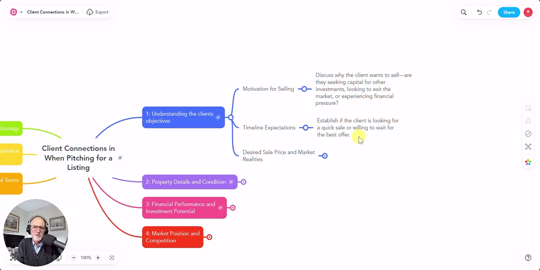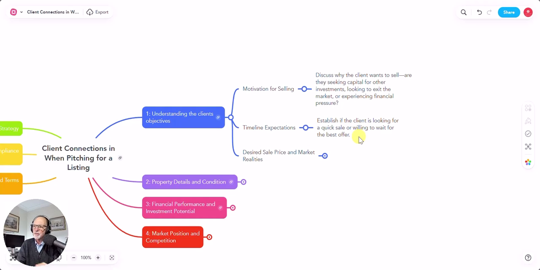Now, of course, some clients are totally unrealistic. I've had a few of those over my years, and you will also have a few that are like that as well. So establish if the client is looking for that quick sale or if they're really hanging out for the best result. If they're hanging out for the best result, then you've got to say, well, is that a realistic offer? Is that really what you can get? Or should you just simply say, Mr. Client, you're not going to get that price in today's market, and then give them a chance to accept your terms and conditions or walk away from the listing.